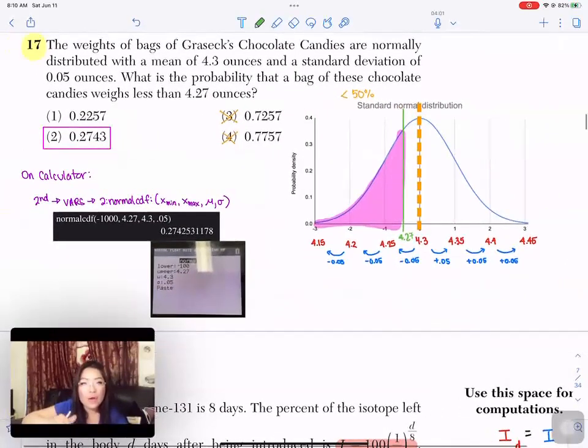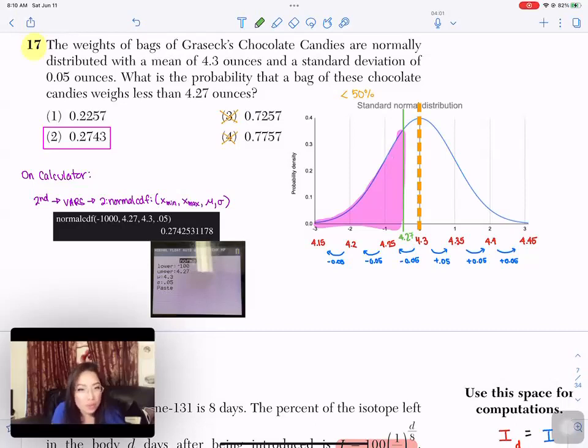And so on your calculator, I know in class we did -999, and that's fine. I did this before you guys told me that your favorite is the 99s. So you could do -1000 as the x min, your x max is 4.27, and your mu is 4.3, and then your standard deviation is 0.05.